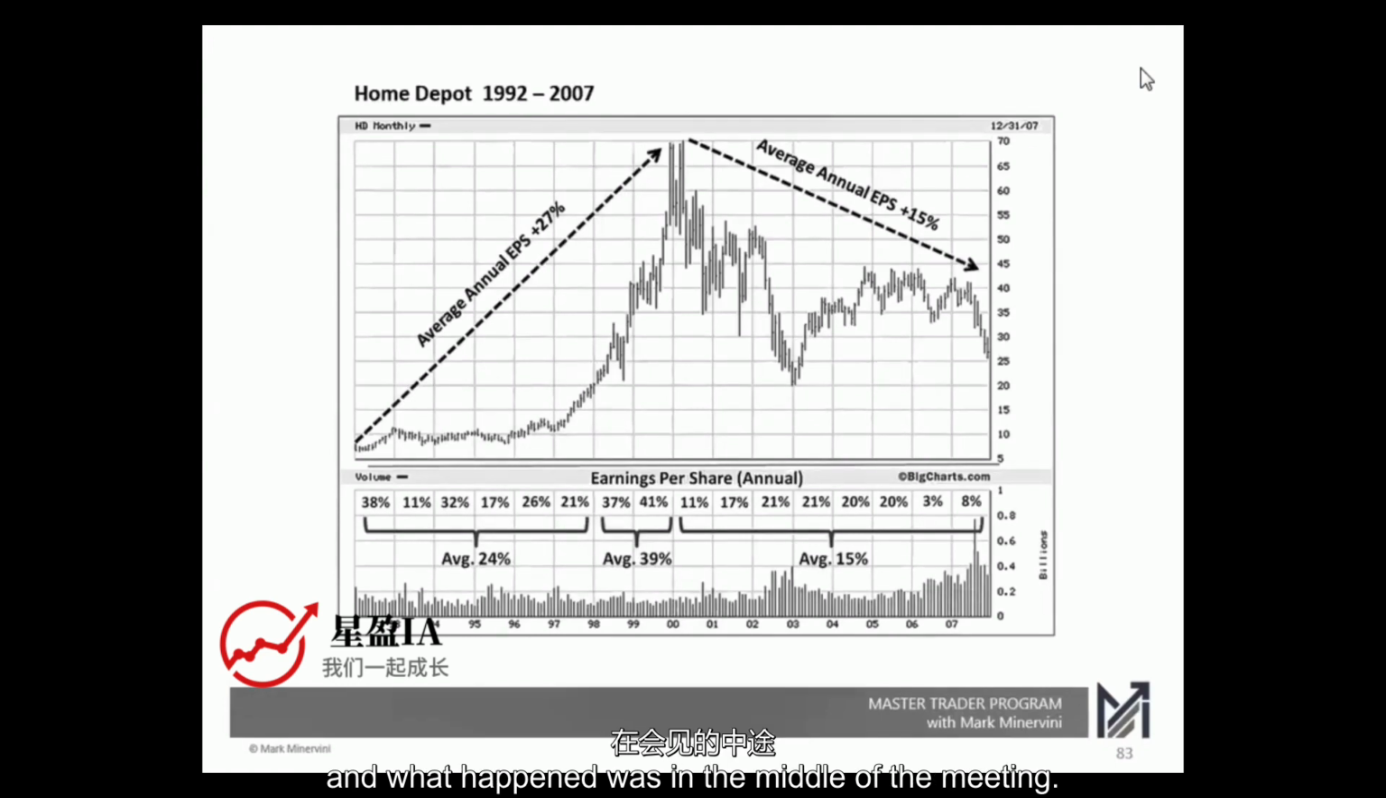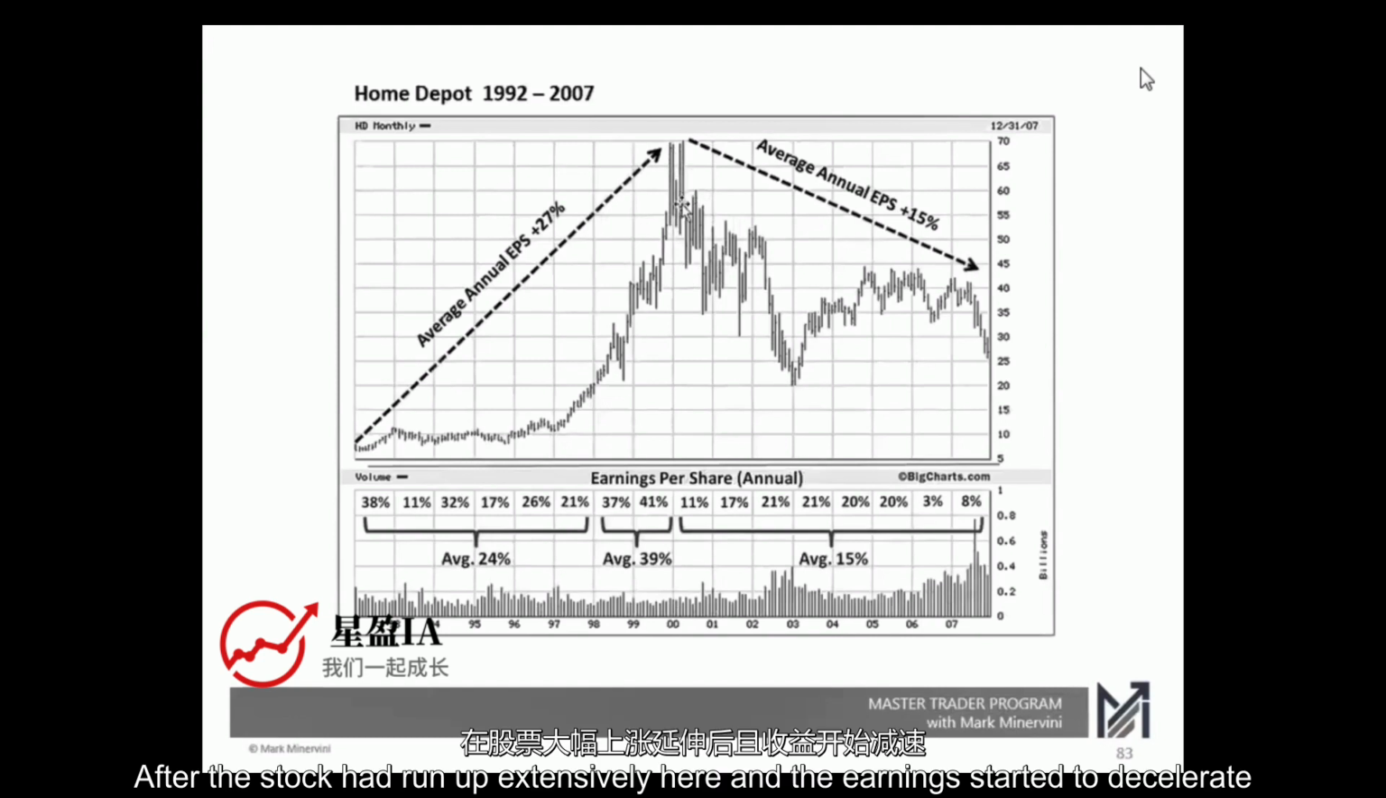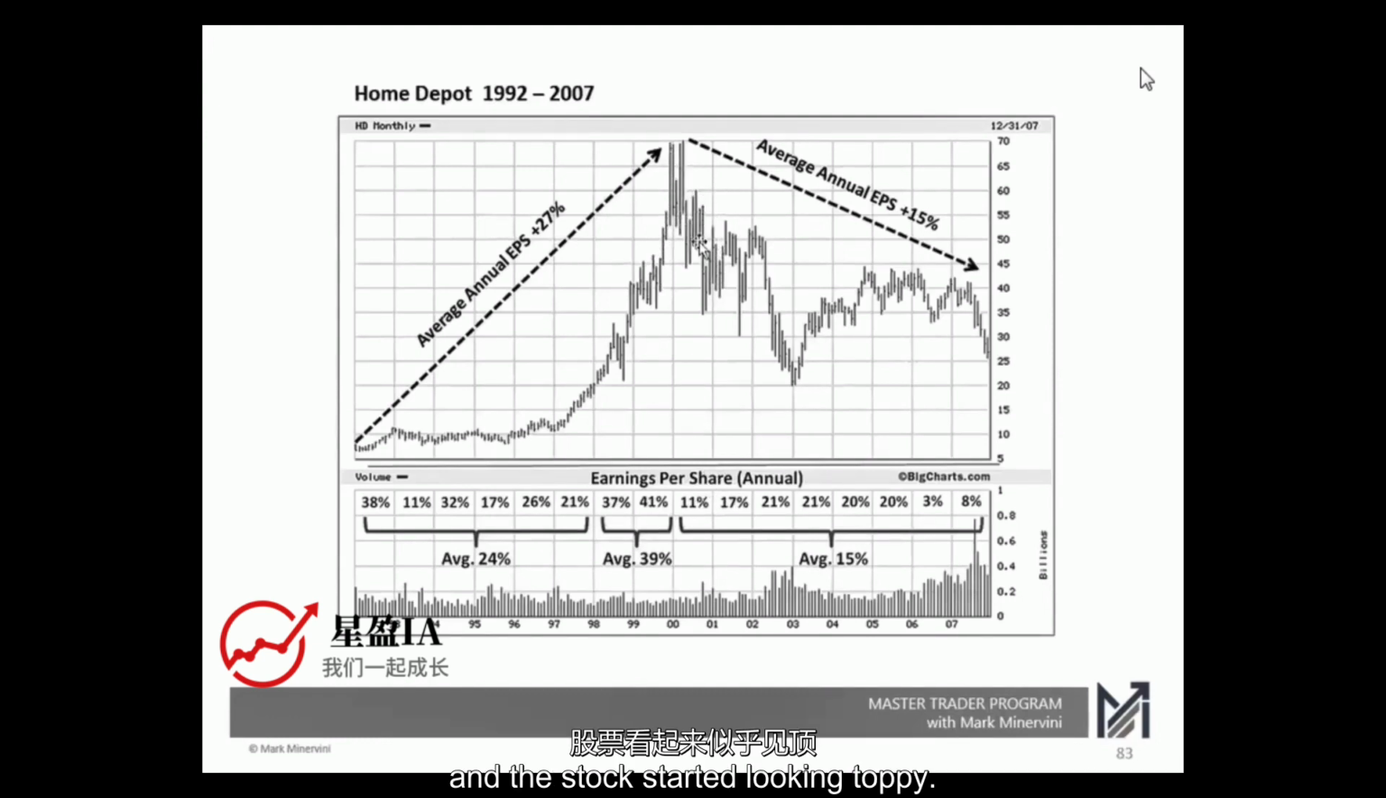And what happened was in the middle of the meeting, a manager came in and said to me, "What do you think of Home Depot? We're thinking about going long the stock." Now that was right over here, after the stock had run up extensively and the earnings started to decelerate, and the stock started looking toppy.